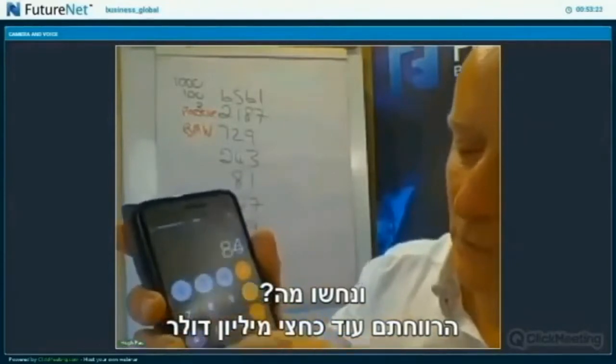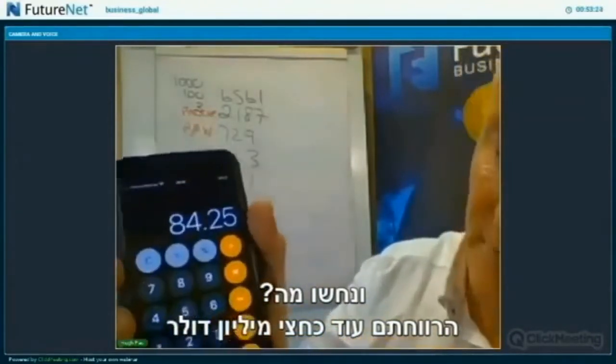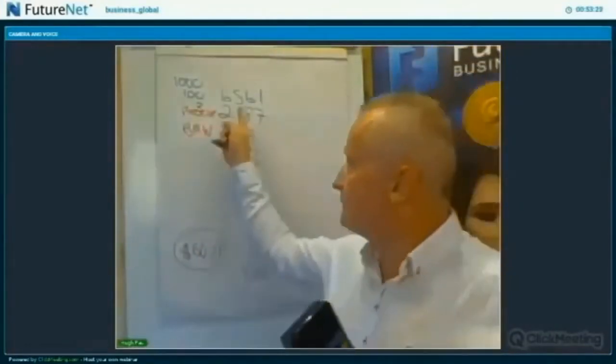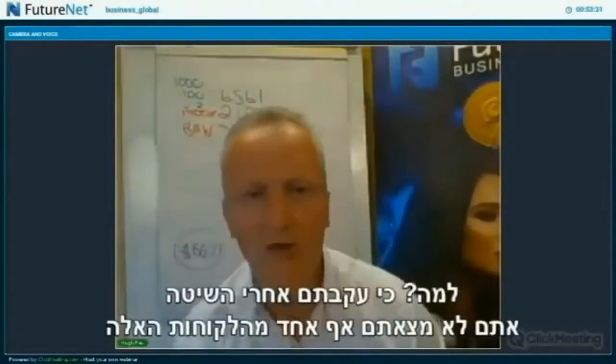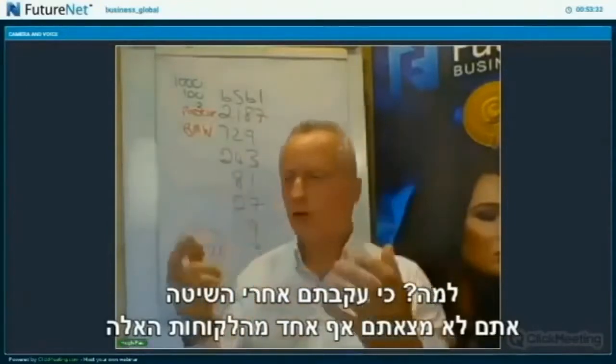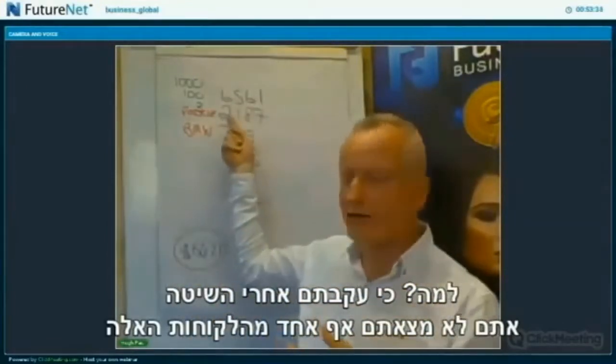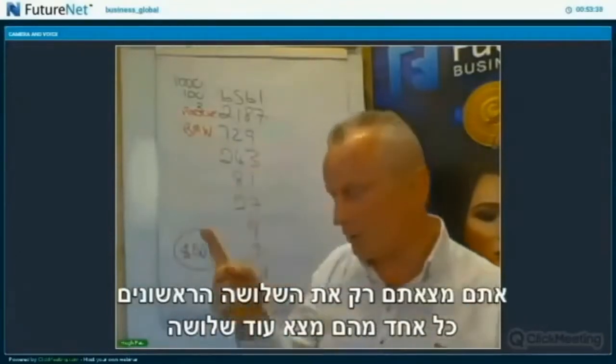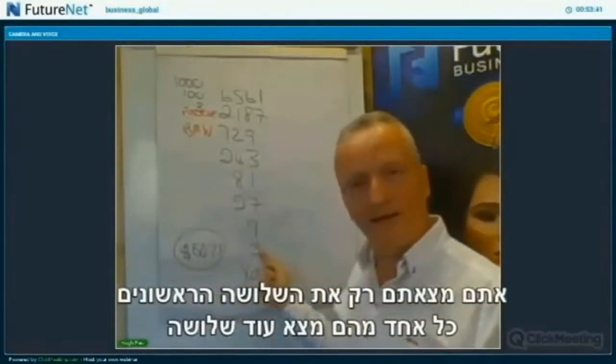6,561 multiplied by $84.25 on every customer equals $500,000. You have just earned $500,000. Why? Because you employed a system. You didn't find any of these customers. The only customers you found were these 3.